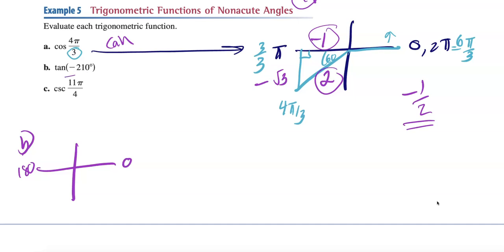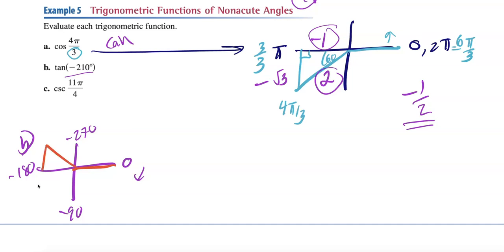Remember, it is negative, so we're going to go down. So negative 90, negative 180, negative 270. Where's 210? Negative 210, sorry. You have to go this way, so you're going to be in quadrant 2. So remember, you start here and you go back 210.